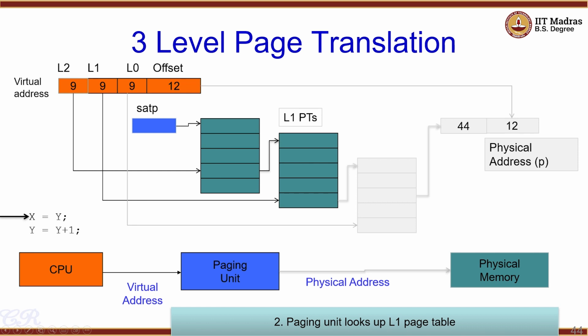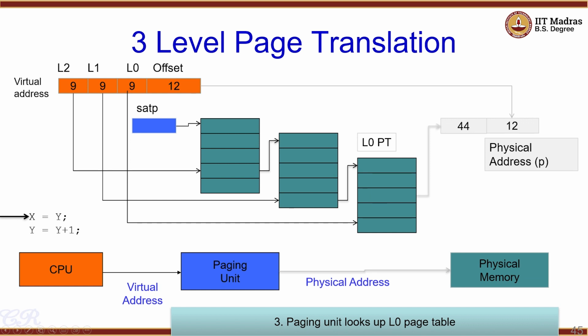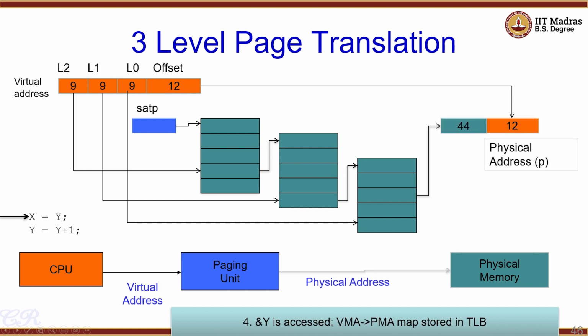This is the level 1 page table, and similarly the second 9 bits, or the L1 bits, index into it and identify a pointer to the third level page table, which eventually has the 44-bit page frame number. Append the 12 bits offset, and you would actually get the physical address. Okay, so notice that there are 3 components which are utilized in this, right.